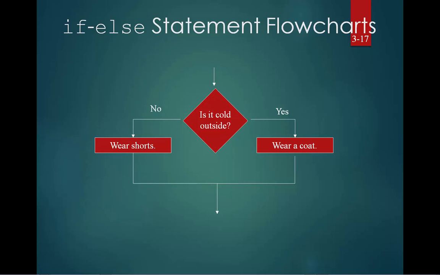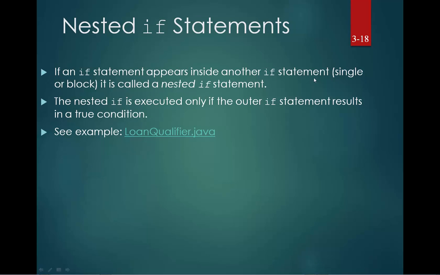And here's what that looks like in a flowchart. It's actually easier to visualize like this. So as I said, nothing's being skipped this time. Instead, you just have two alternatives. So if it's cold outside, yes, you wear a coat, and then you continue on. But if no, then you wear shorts. So if no, you don't wear a coat, you wear shorts. If yes, you wear a coat, you don't wear shorts. But instead of a skipping type of thing, you have basically a choice between two separate things.